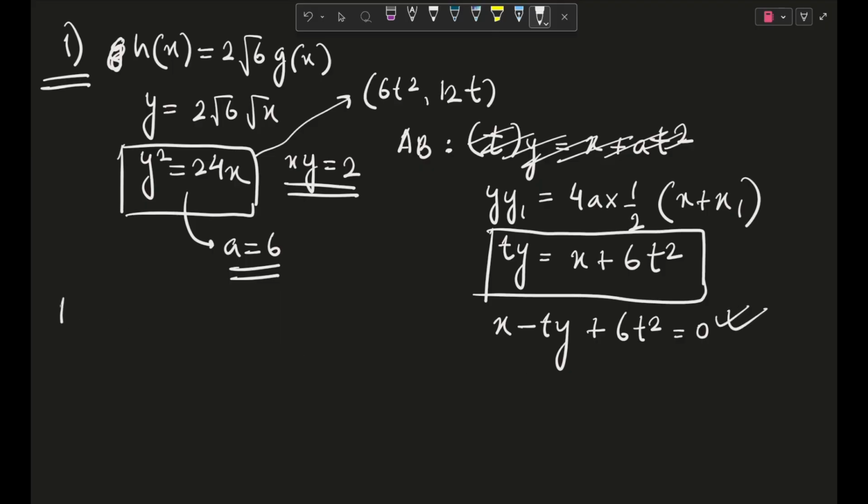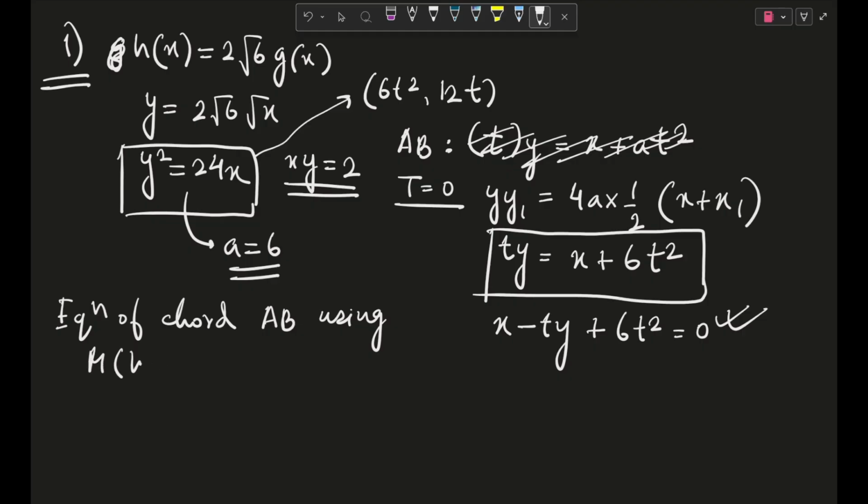Also, this was the tangent AB. Now if we want to find out the equation of chord AB, using our midpoint M(h, k), the point that we are all talking about in this question, it is given by, you all know this equation, I hope, T equals S1.